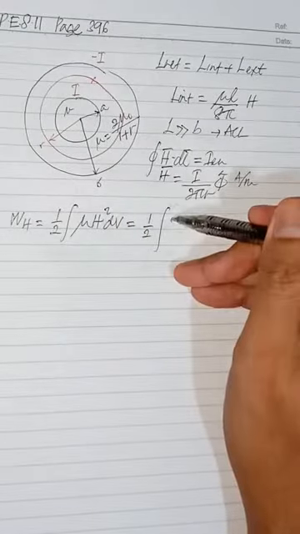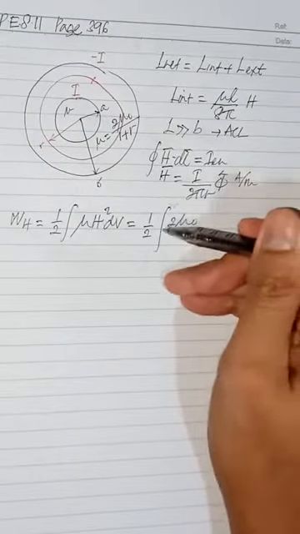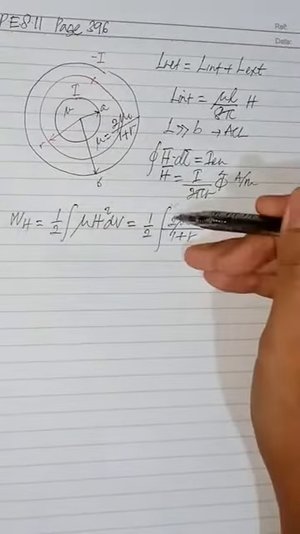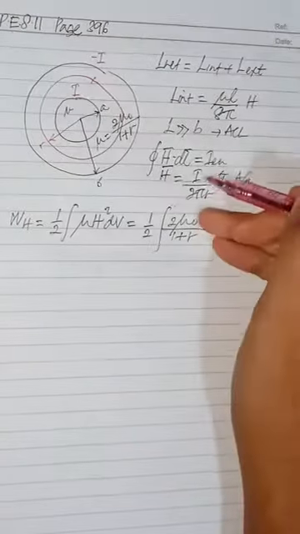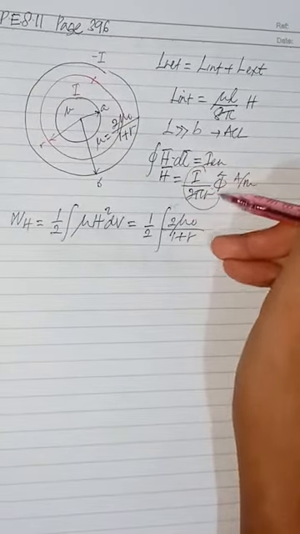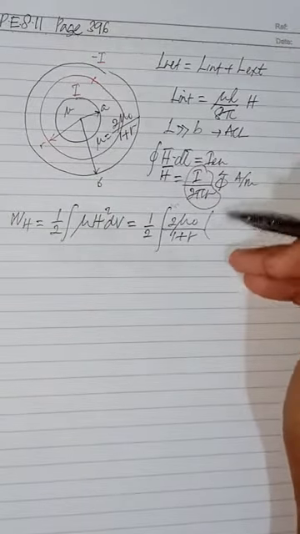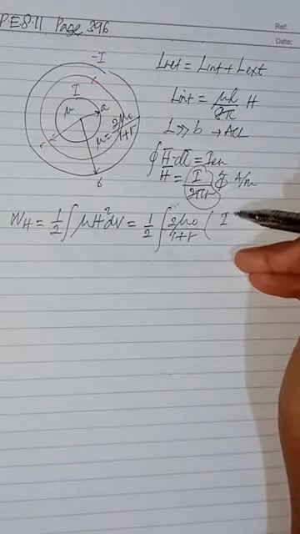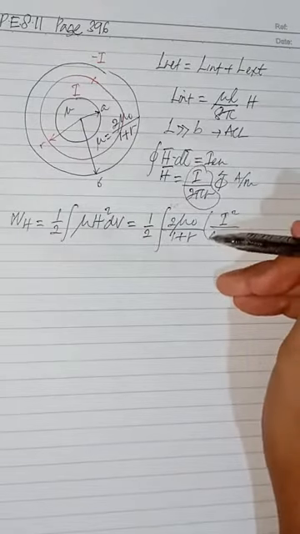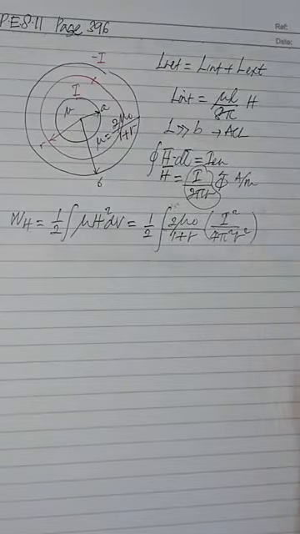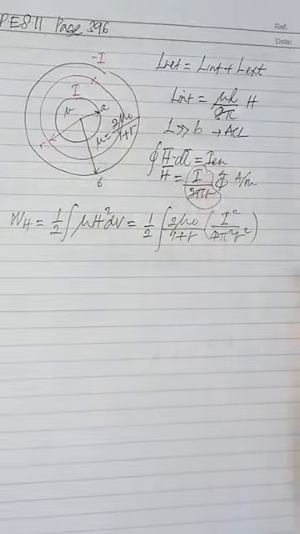So now we have here 2 mu naught over 1 plus r for the mu, and then the H squared comes from this one, which is our H magnitude. Right, so now we have I squared over 4 pi squared r squared, because we square this H magnitude.